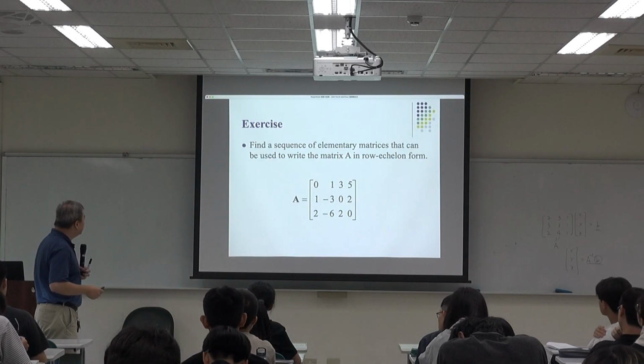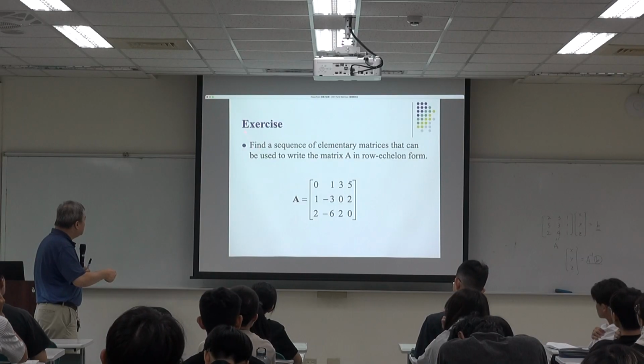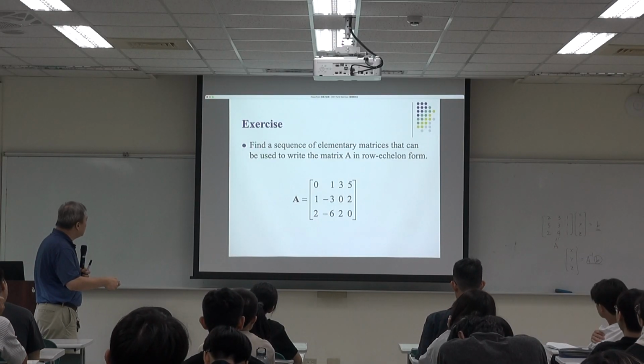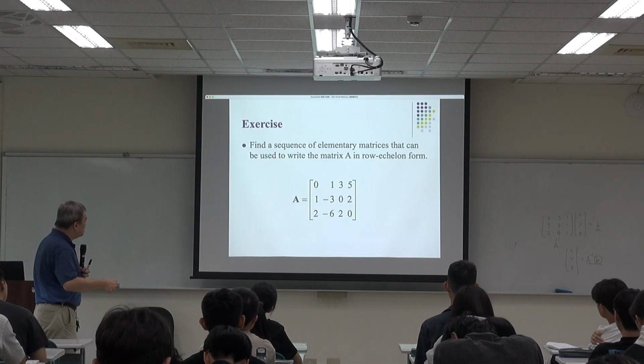Now, anyway, let's continue. So, this is an exercise. Find a sequence of elementary matrices that can be used to write a matrix A in row echelon form.